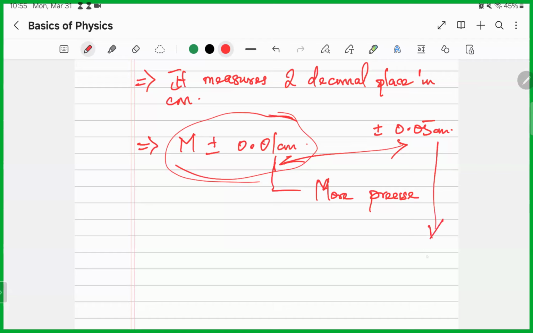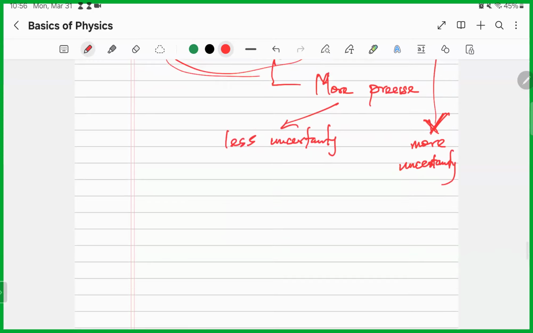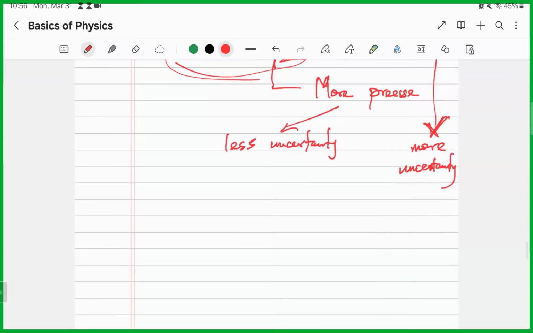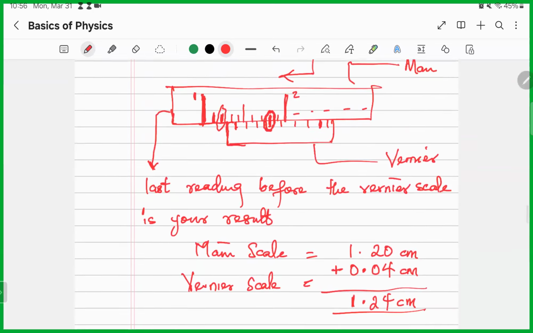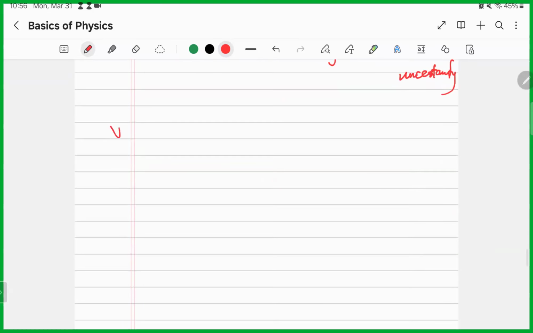This one has more uncertainty. Since this one is more precise, it has less uncertainty. That's just a mental discussion. Let's move on. We really have a lot to discuss. Let's move on to the micrometer screw gauge. So I will discuss the vernier caliper and the micrometer screw gauge.